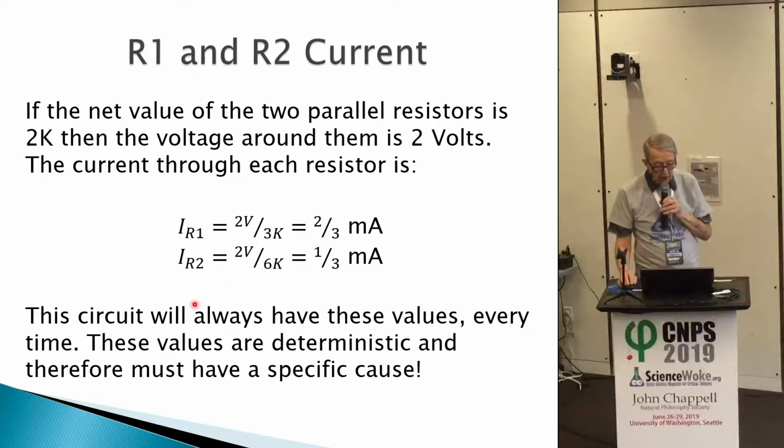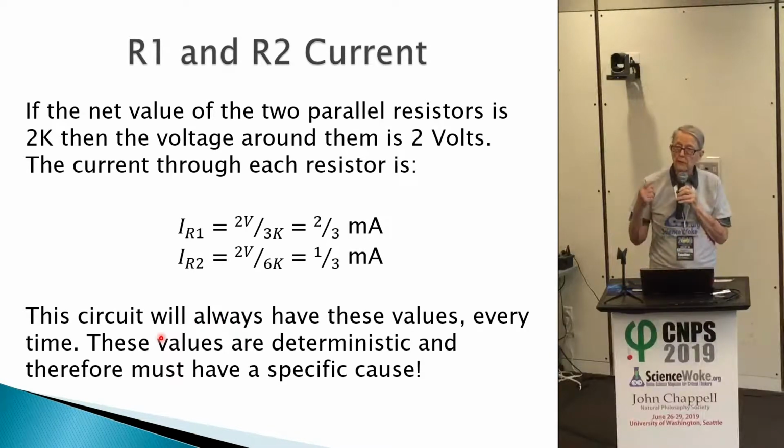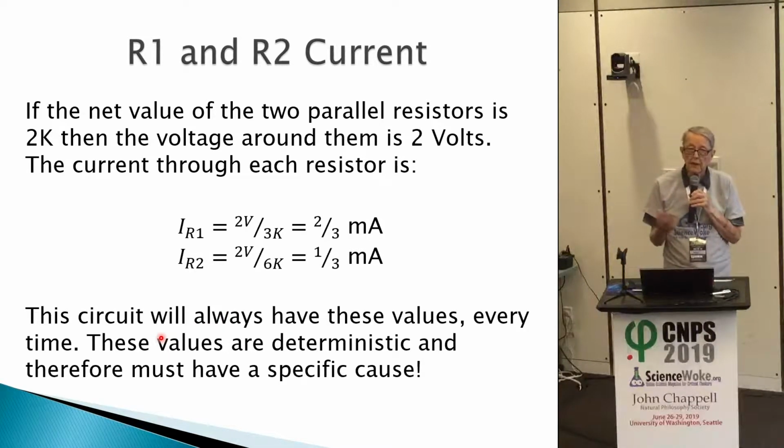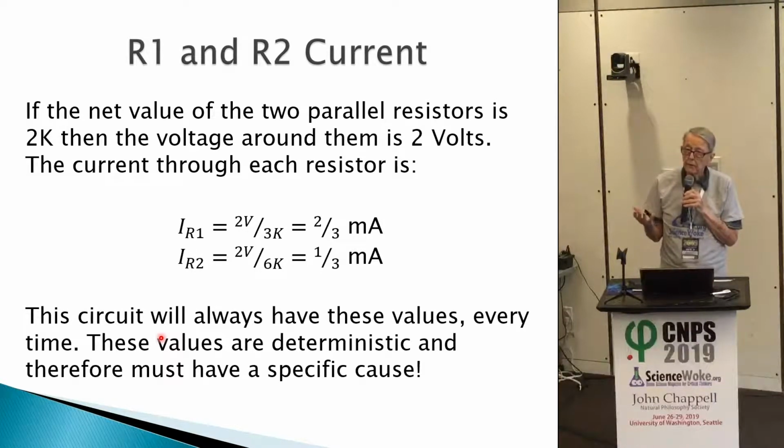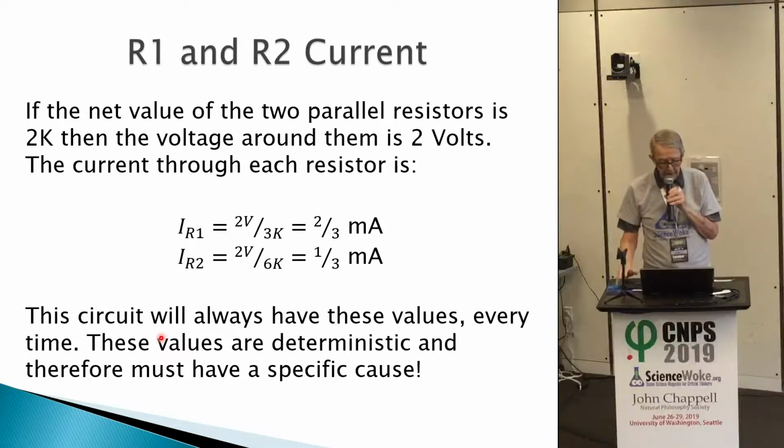This circuit will always have these values, every time. These values are deterministic. It repeats over and over and over. It's not like it's some coincidence, like tomorrow morning it'll be different. It'll be the same.